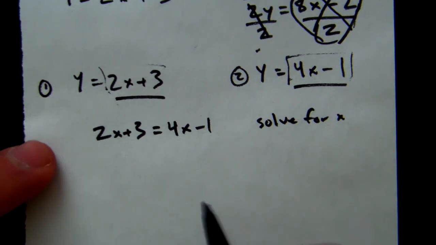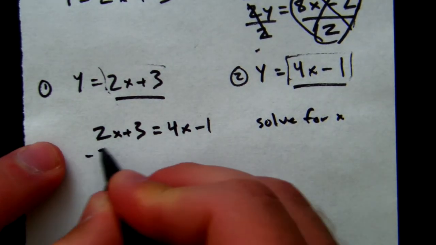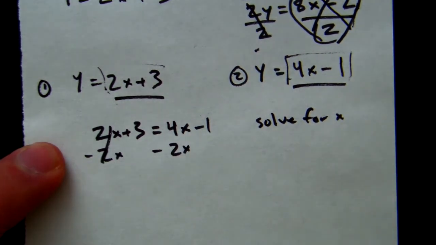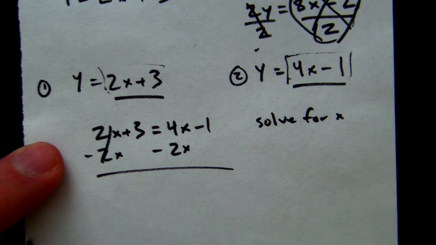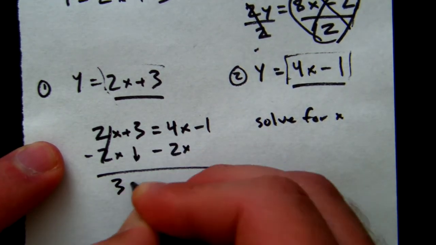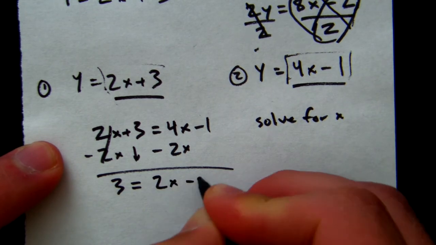Variables on both sides. We want to get all the variables to one side, all the non-variables to one side. So I'm going to subtract 2x. I'm going to subtract 2x. Just like that. I could have moved the 4x. That's totally fine. But I decided to go a little bit smaller. I subtracted 2x. We're going to drop the 3 down. 3 equals 4x minus 2x is 2x minus 1.